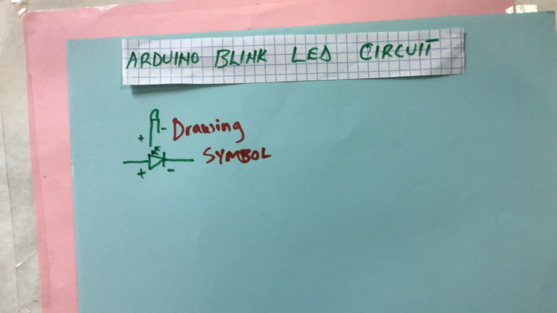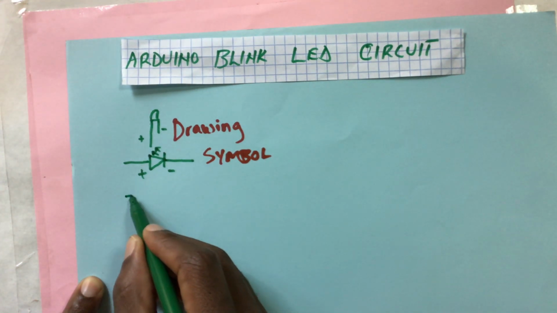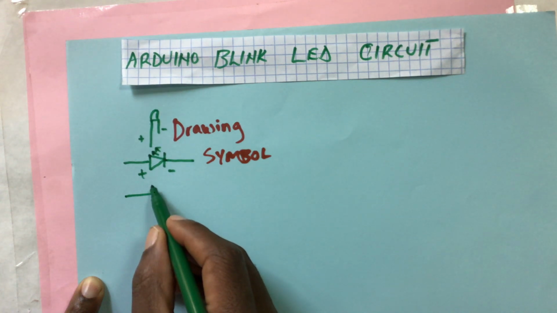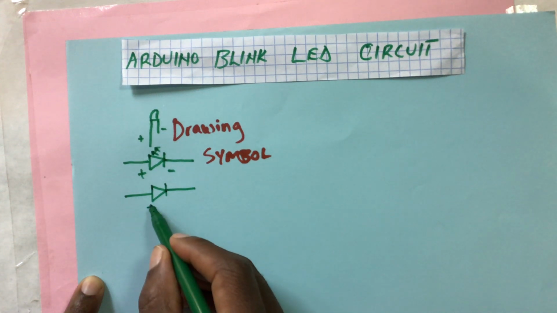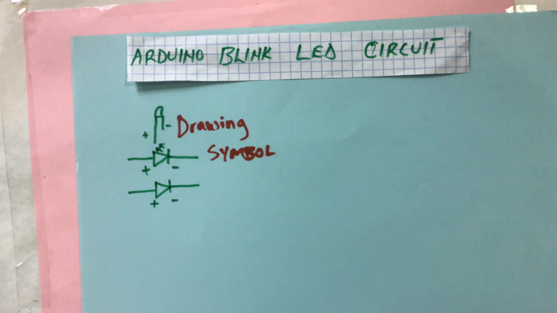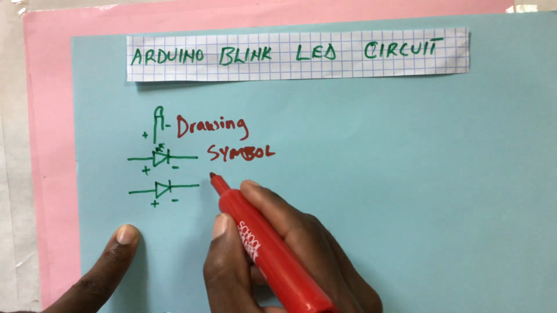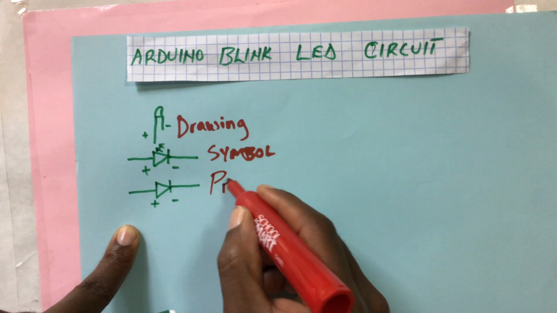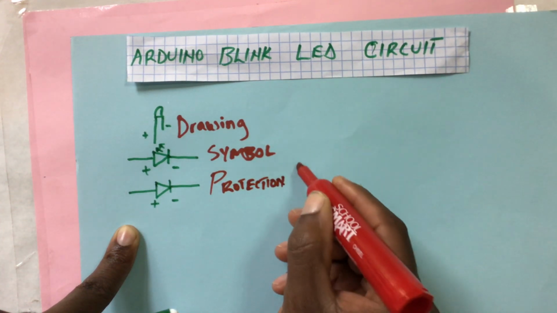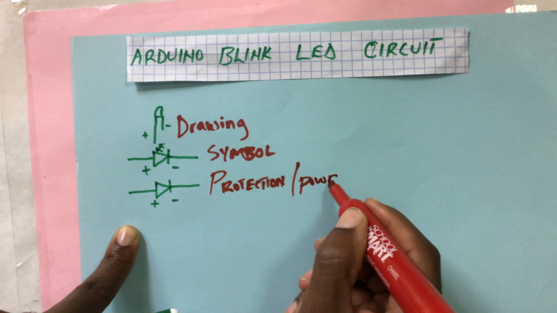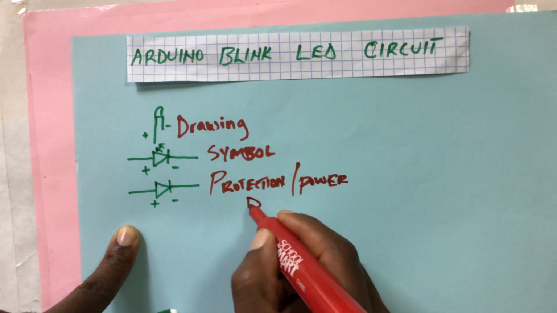Now, just to make sure that we are on the same page, I'm going to draw the power diode. The power diode is as simple as this. It is just connected this way. Again, this one is the positive, this is the negative. So you can call that a protection or power diode.